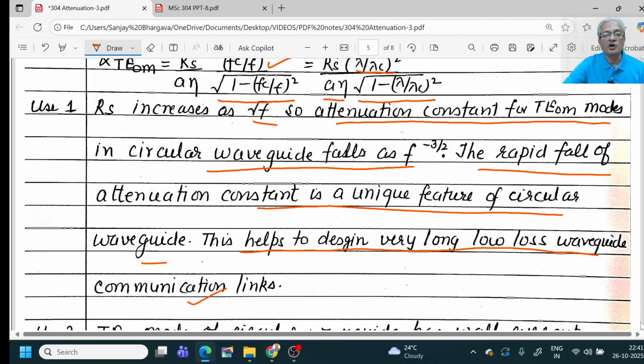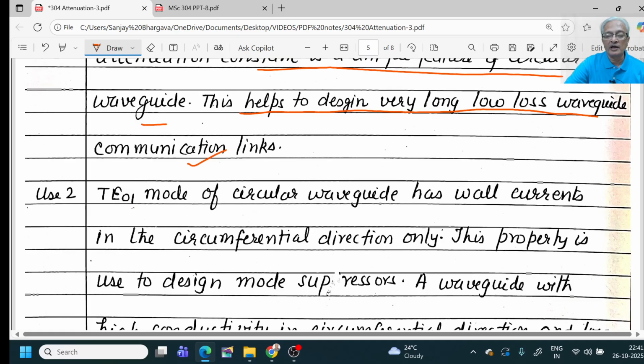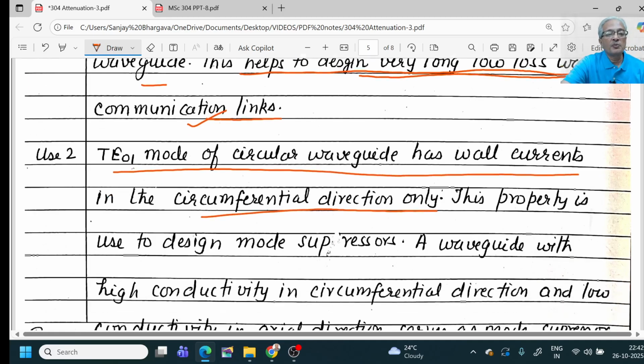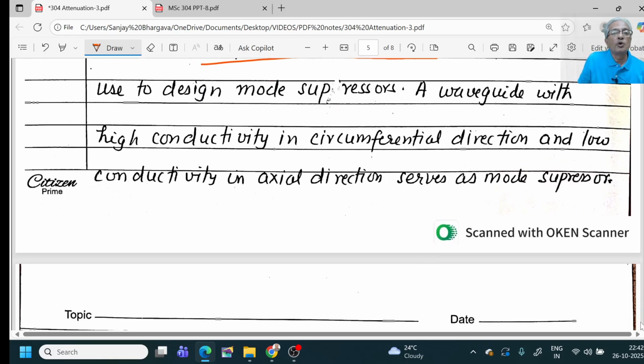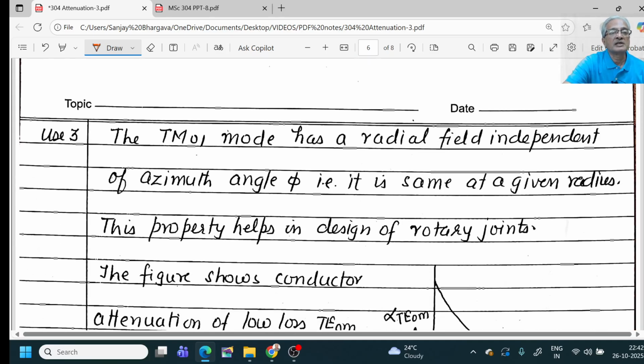This rapid fall of attenuation constant gives a unique feature of circular waveguide which is made into designing very long low loss waveguide communication links. TE01 mode of circular waveguide has wall currents in the circumferential direction only. This property is used to design mode suppressors. A waveguide with high conductivity in circumferential direction and low conductivity in axial direction serves as mode suppressor.